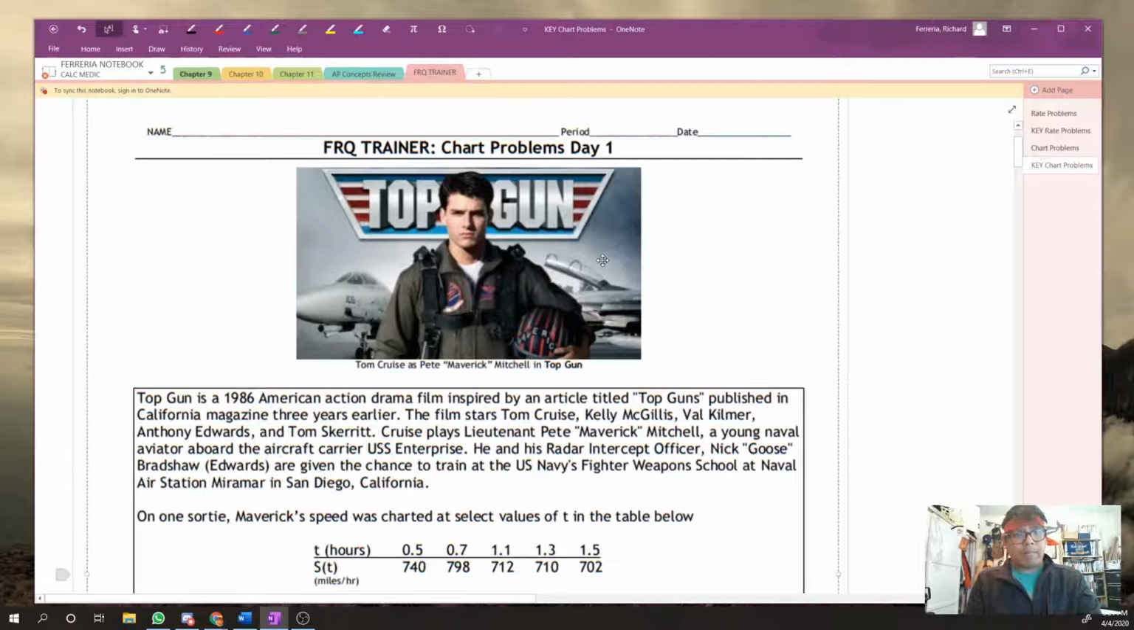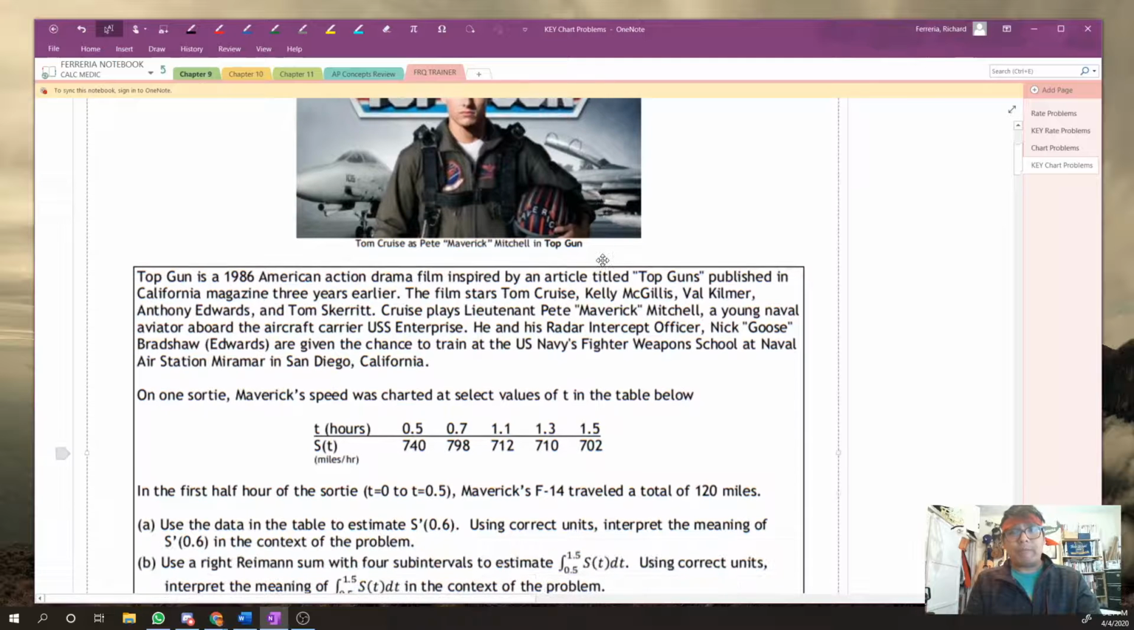So, on one sortie, which is, I guess, what they call flights in the Navy, Maverick's speed was charted at the following select values of t. And here we got at t equals 0.5, we got Maverick at 740 miles per hour. You can read through the rest of that.